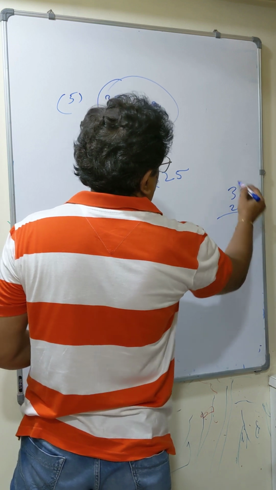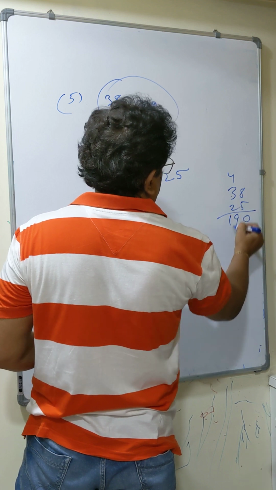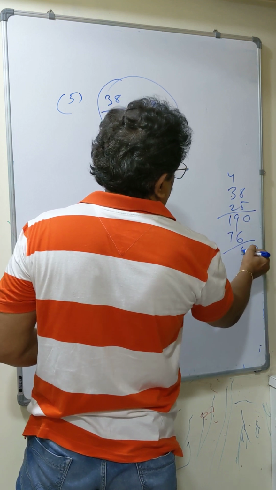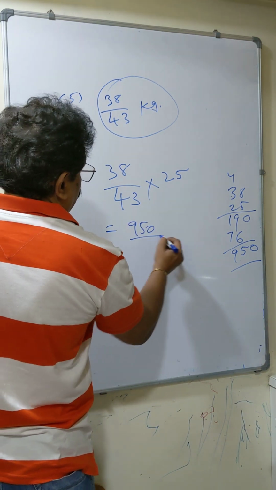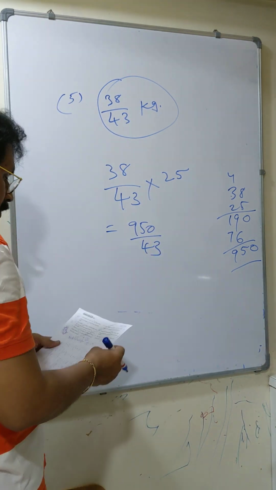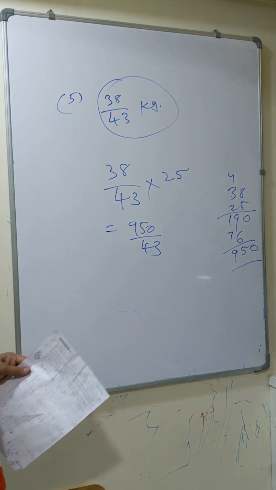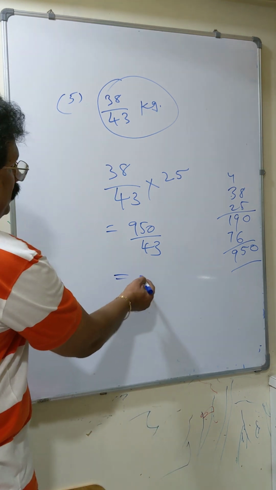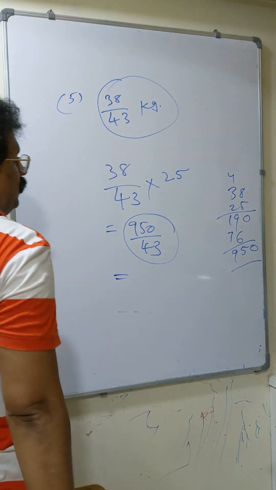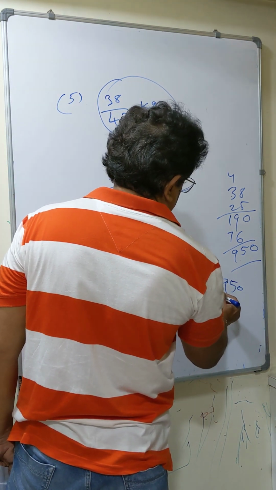8 5s are 40, 4 carry, 15, 4 19, 16, 1 carry, 3 2s are 6, 1, 7, 0, 15, 1, 9. 950 by 43. So how much it will be? Am I right? What I am doing is right, no? Yes, there cannot be anything else. Make it a mixed fraction at the most. At the most, what you can do is make this a mixed fraction.